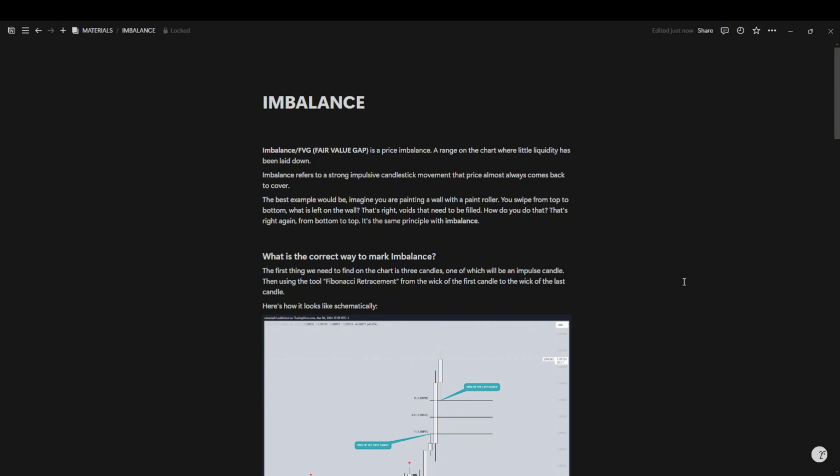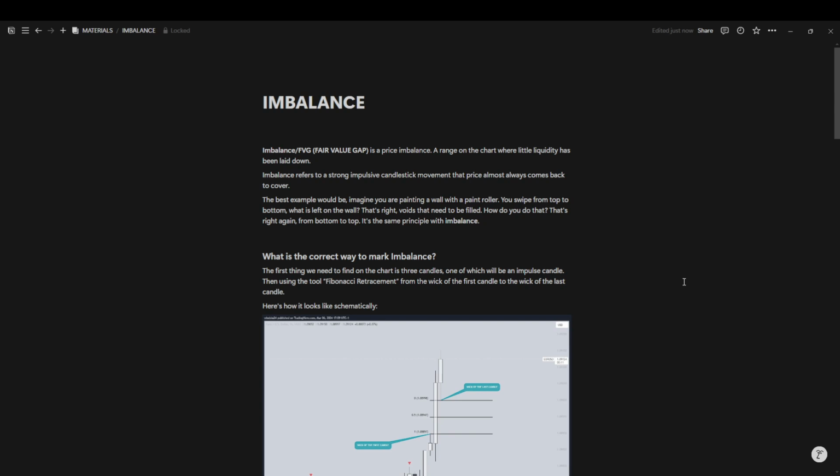So it's very important. It works in the same way, for example, as why price moves from one liquidity side to the other liquidity side. Yeah, we collect liquidity from one liquidity pool and then price goes for another. In the same way, price wants to cover the imbalance, the inefficiency on the chart, and then price goes for another inefficiency. So it works in the same way.